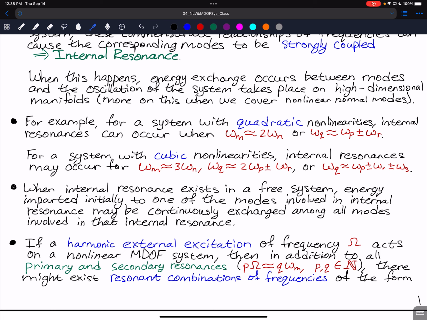For cubic nonlinearities, you will get internal resonances when they're related by a ratio of 3 to 1 or 1 to 3, or the natural frequency of one mode is equal to 2 times that of another mode plus or minus a third mode. Or maybe a fourth mode is equal to the summation of another 3 modes' natural frequencies.